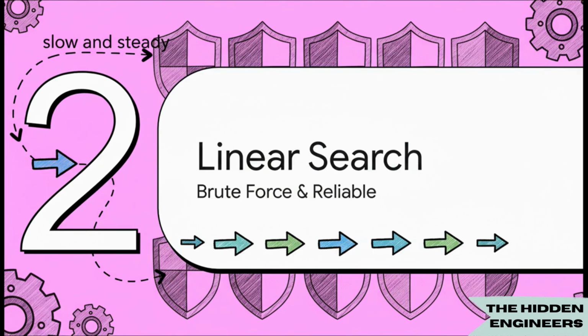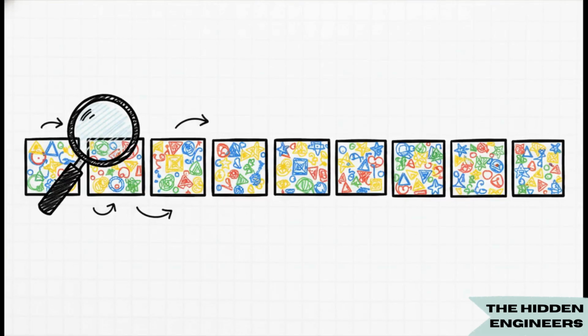Okay, so first up is linear search. I like to call this the slow and steady method. It's not going to win any speed contests, but you know what? It's incredibly reliable. And the logic behind it is exactly what it sounds like. You start at the very beginning of the array, and you check every single element, one after another, until you either find what you're looking for or you hit the end. It makes absolutely zero assumptions about the data.